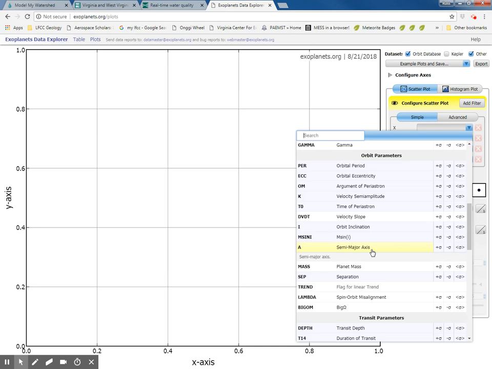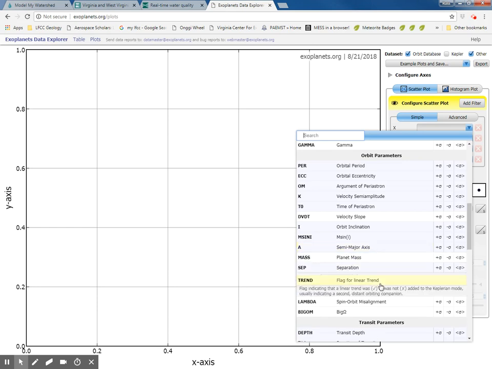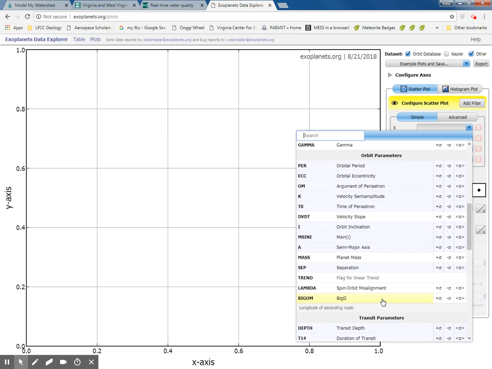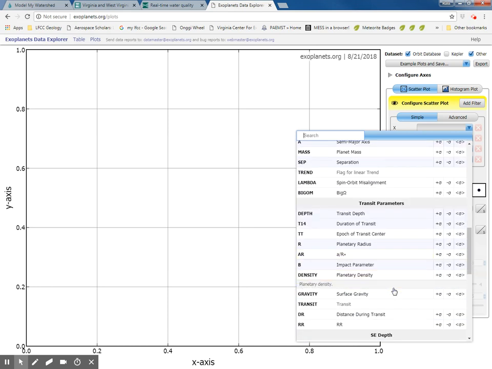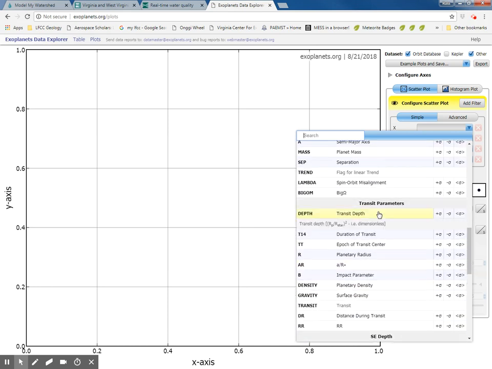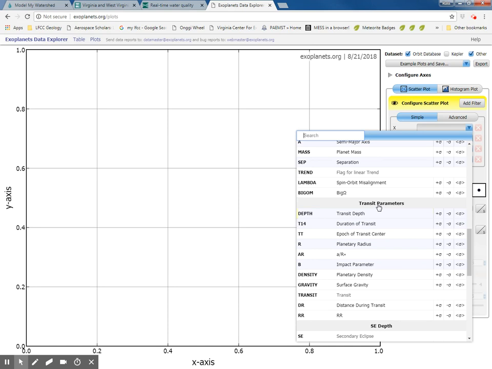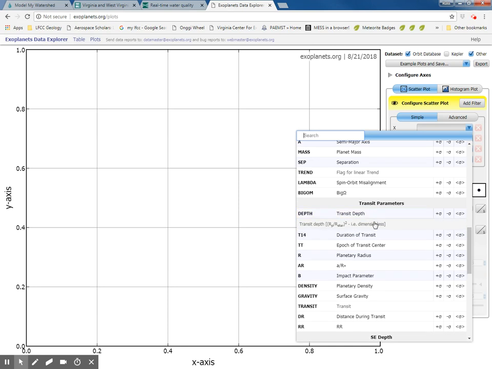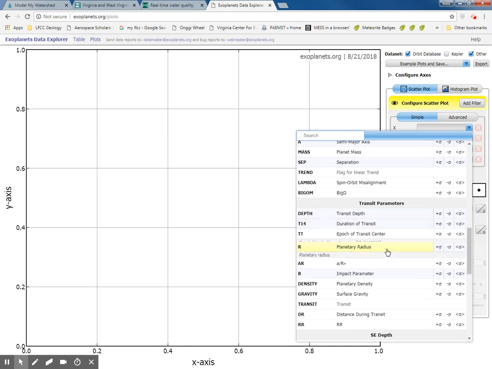That's honestly close enough. The planet's mass could be an interesting thing to look at. Separation between the star and the planet, again, that's just simply another measure similar to semi-major axis. Now, the rest of these are not necessarily terribly useful. So I would then go on to transit parameters. And these are parameters that are determined as the planet has transited across the star.